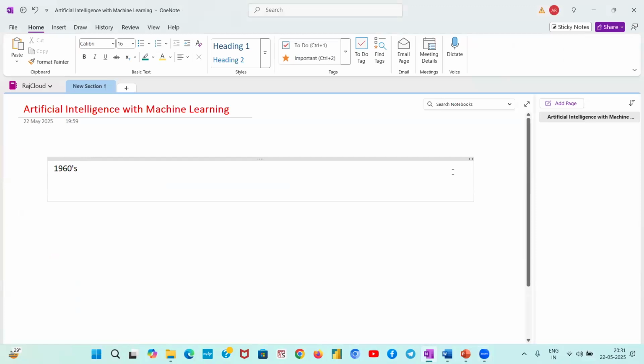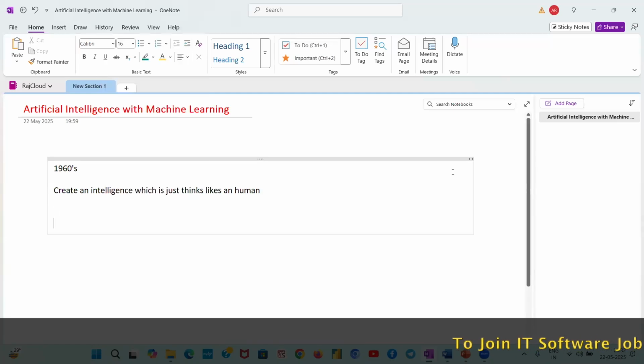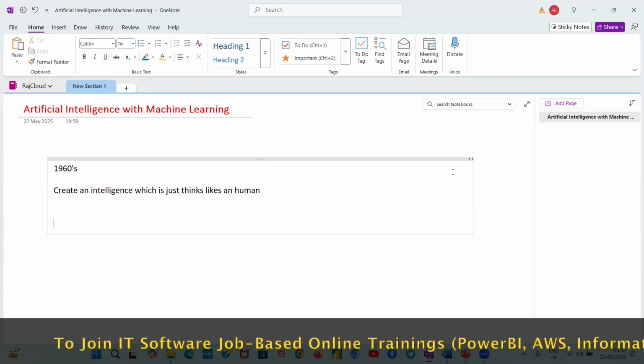Okay, someone, I've forgotten his name, started thinking of that. Yeah, why can't we create an intelligence, an intelligence which is just like a human, an artificial intelligence? That means what? Not a naturally made intelligence. We need an artificial intelligence which is prepared with our own hands.